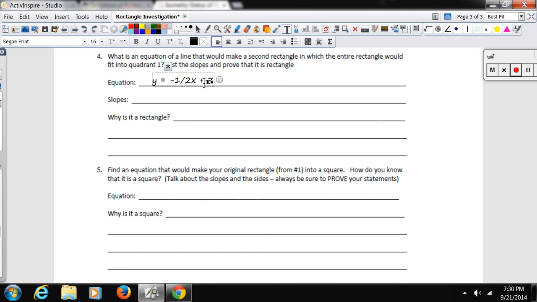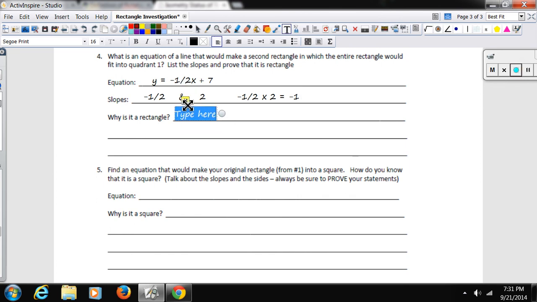Now that's not the only equation. I could have put a +6, a +5, a +8. Any of those will work. The slopes are going to be a -1/2 for the two lines, and the other slopes are +2's. Go back here. -1/2 and +2. And when you multiply -1/2 times +2, you equal -1.